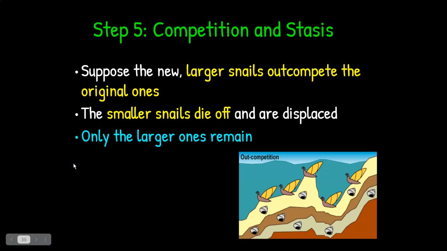So what happens is we can see that these new larger snails outcompete the original ones, the ones with smaller shells. So maybe they can eat more food or whatever it is, but they survive better. So they're better fit for that new environment and are able to reproduce. So these smaller ones, they just disappear, die, and stuff. And only the large ones are going to be remaining.